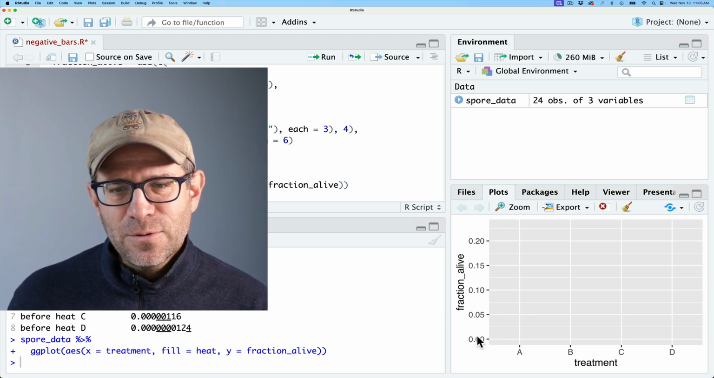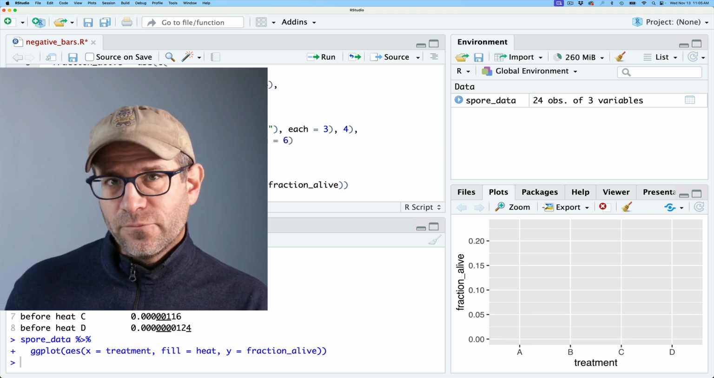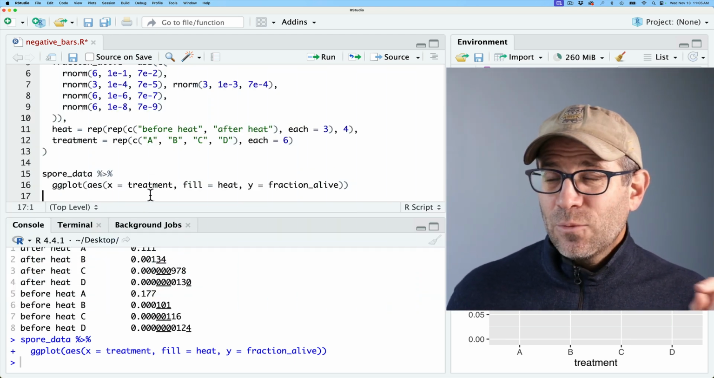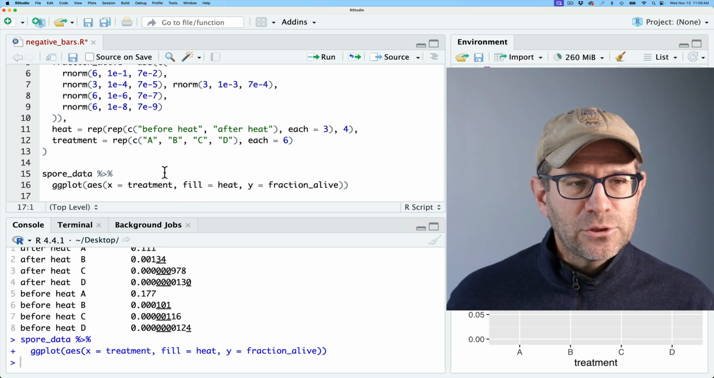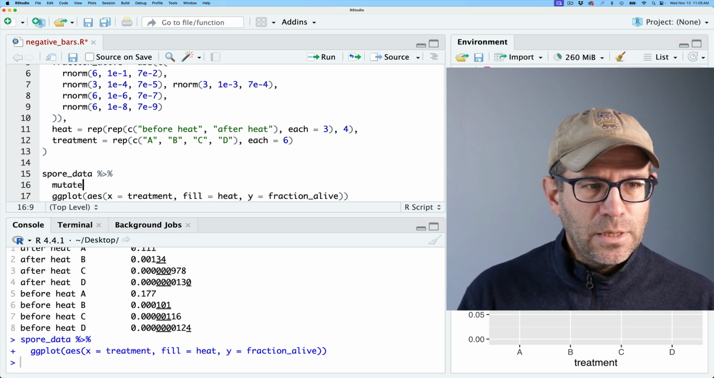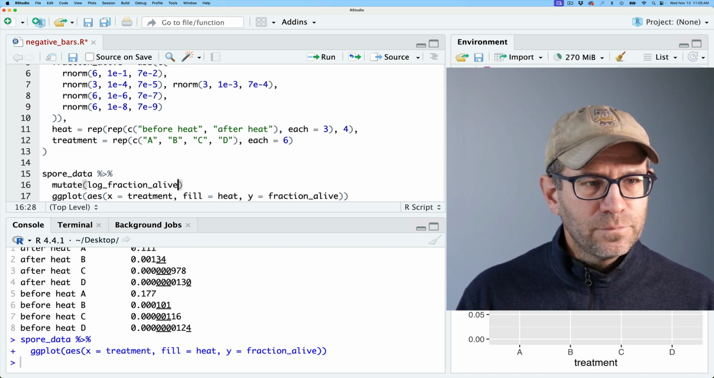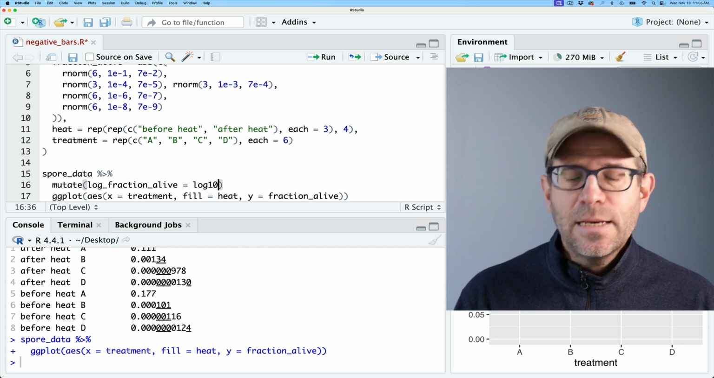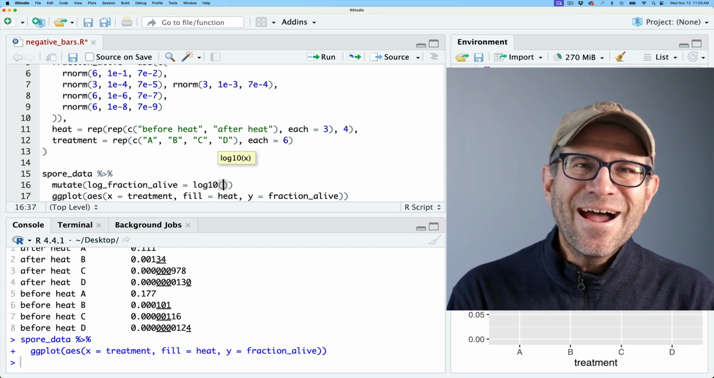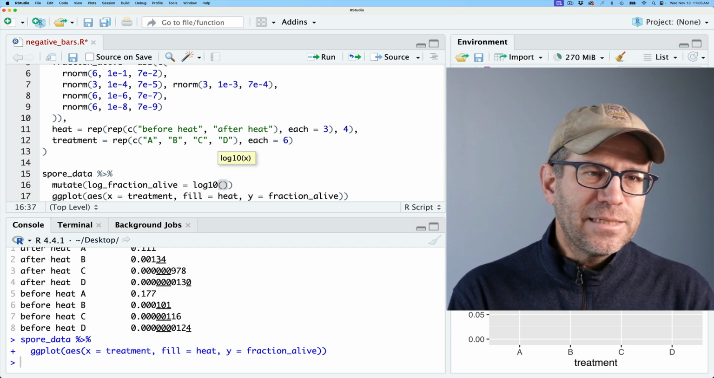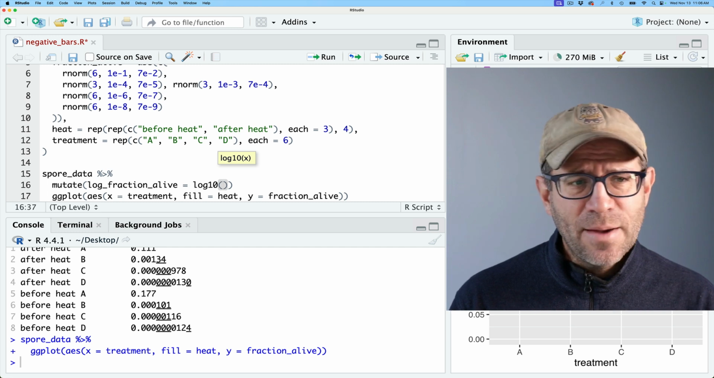One thing that I'm noticing is that we have the fraction alive rather than the log fraction alive, right? So to replicate what they had, I can go ahead and take the log of the fraction alive. And so I'll then do mutate log fraction alive, and that will be then log10. So if you use the log function on its own with just log, you'll get the natural log. But if you want log base 10, use log10. I think there's also a log2, but log10 and log are the most commonly used ones.